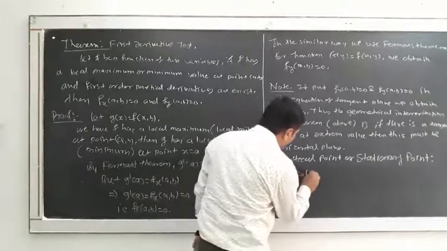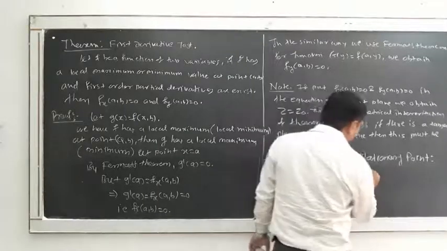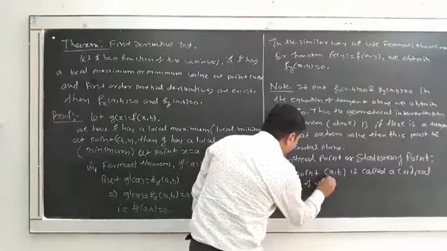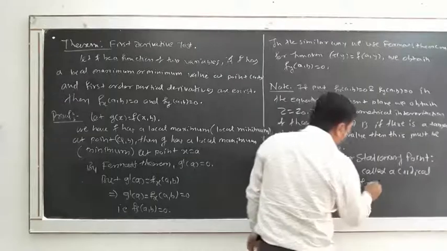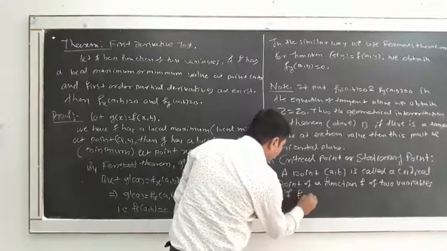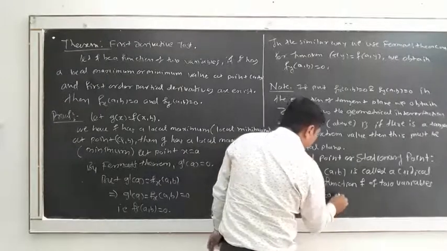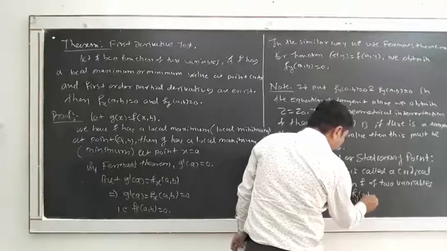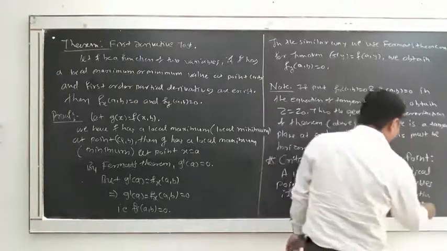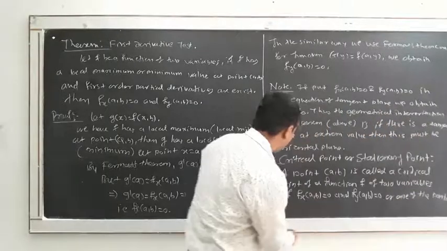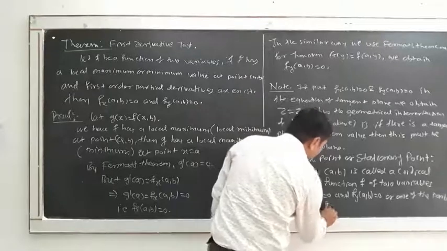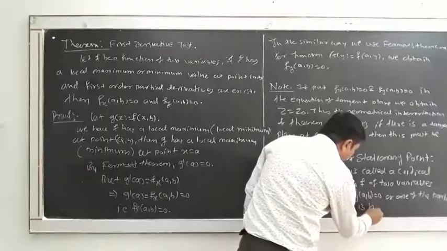A point (a, b) is called a critical point of a function f of two variables if fx(a, b) is equal to 0 and fy(a, b) is equal to 0, or one of the partial derivatives, that is fx or fy, does not exist.